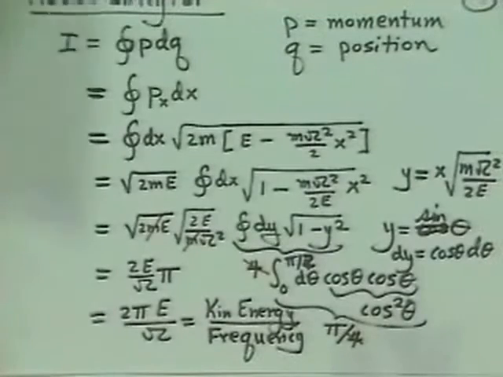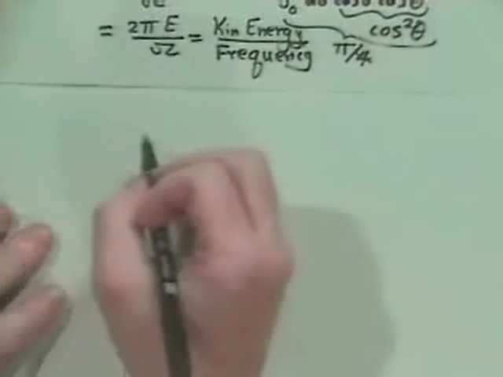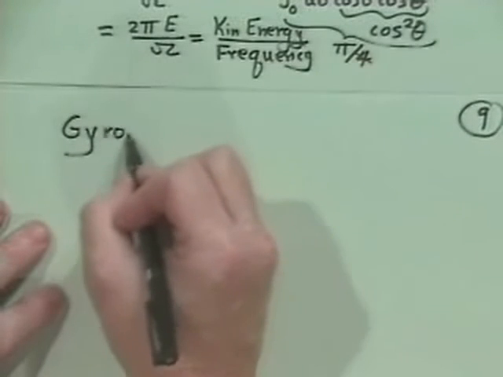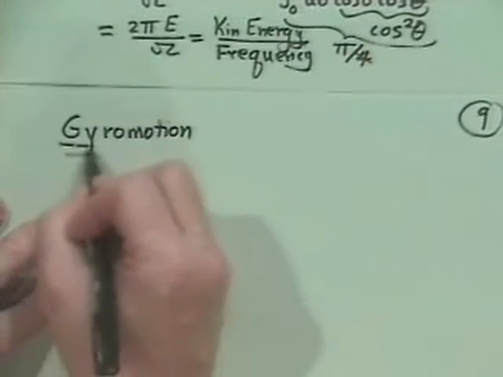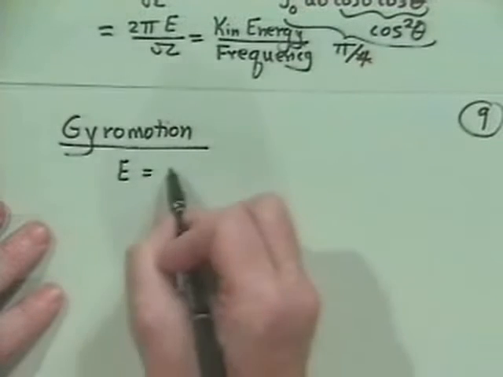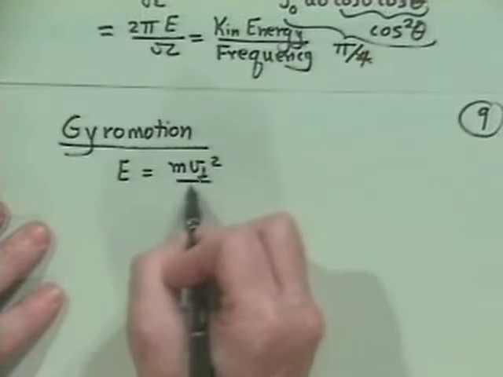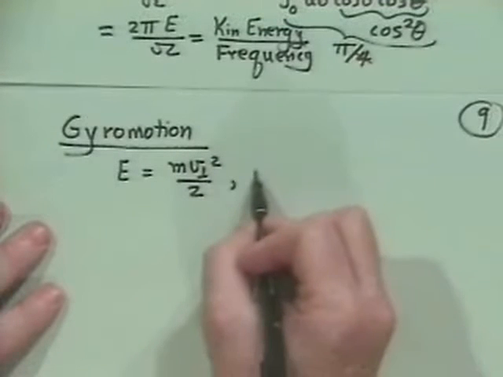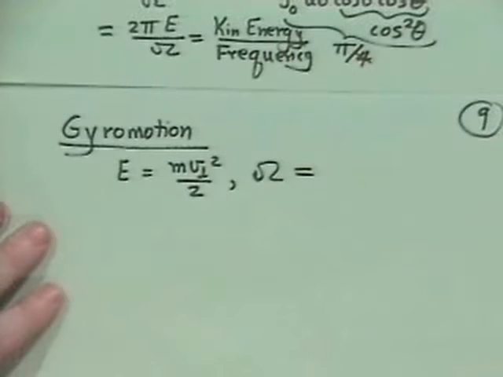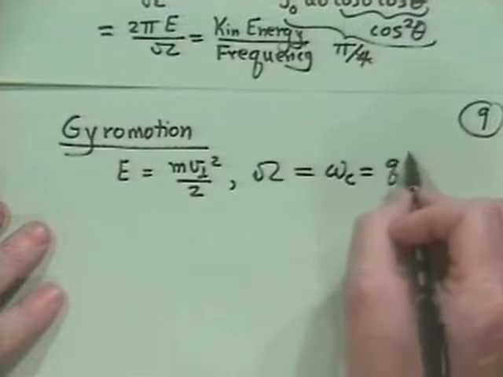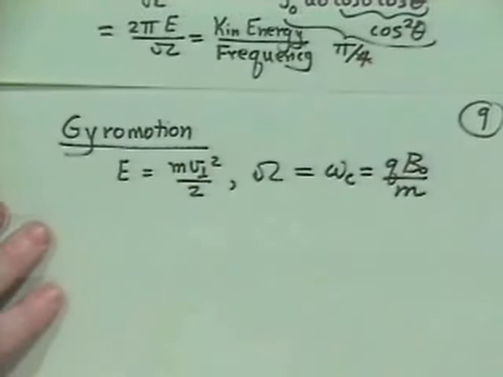Now, let's briefly apply this to our magnetic moment problem. Okay, so this is our gyromotion problem. What is the relevant energy for that problem? Well, it's only the perpendicular energy, so it's m v_perp squared over 2, because we're just gyrating around the field line. The parallel part's not incidental to that. And what's the relevant gyro frequency, omega? Well, it's omega_c, which is q B_0 over m, right?